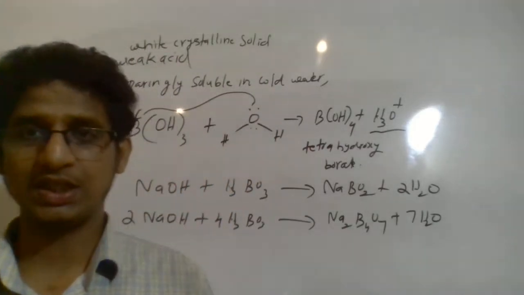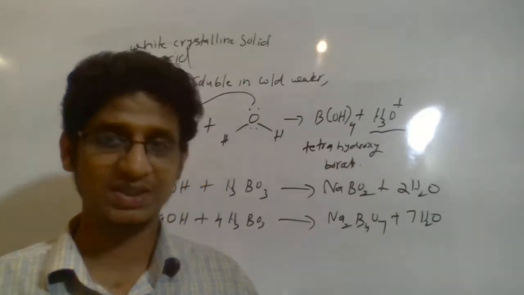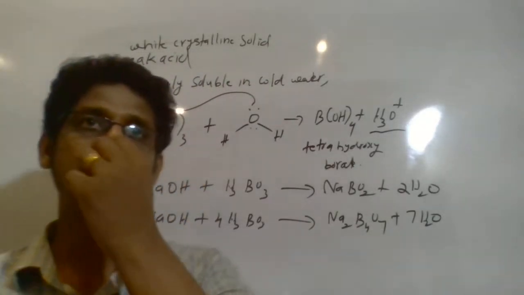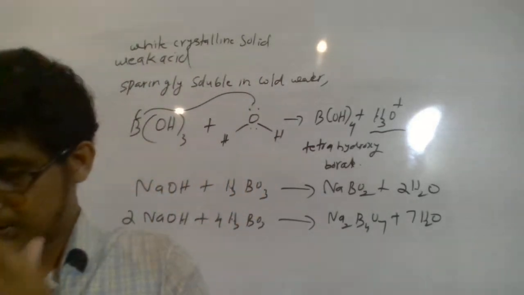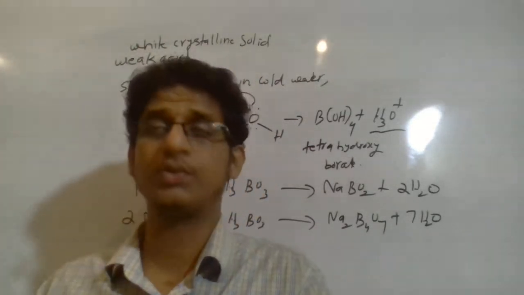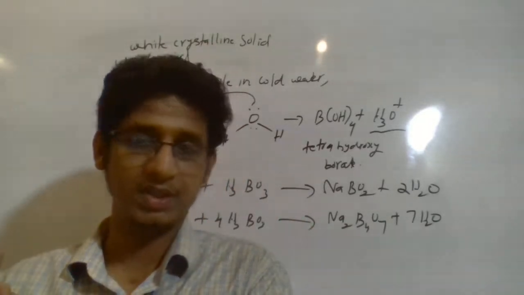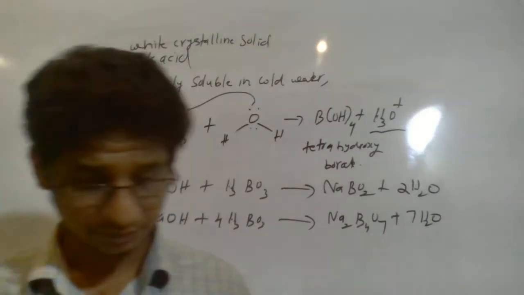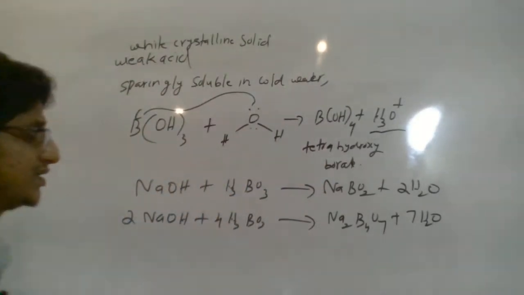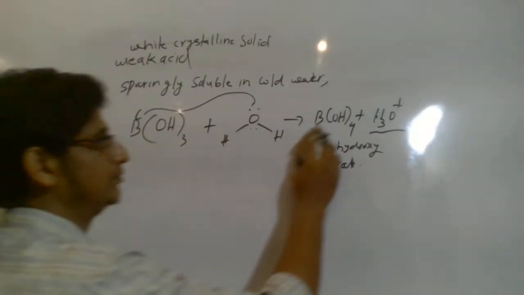It's weakly acidic, it reacts with bases, and it releases hydronium ion when dissolved in water. In that case, a lone pair of electrons attacks the electron deficient boron atom, forming tetrahydroxyborate. At the same time, 1 mole of hydronium ion will be released. So it's acidic, not a strong acid. Similarly, the action of heat: when orthoboric acid is heated, what will happen?